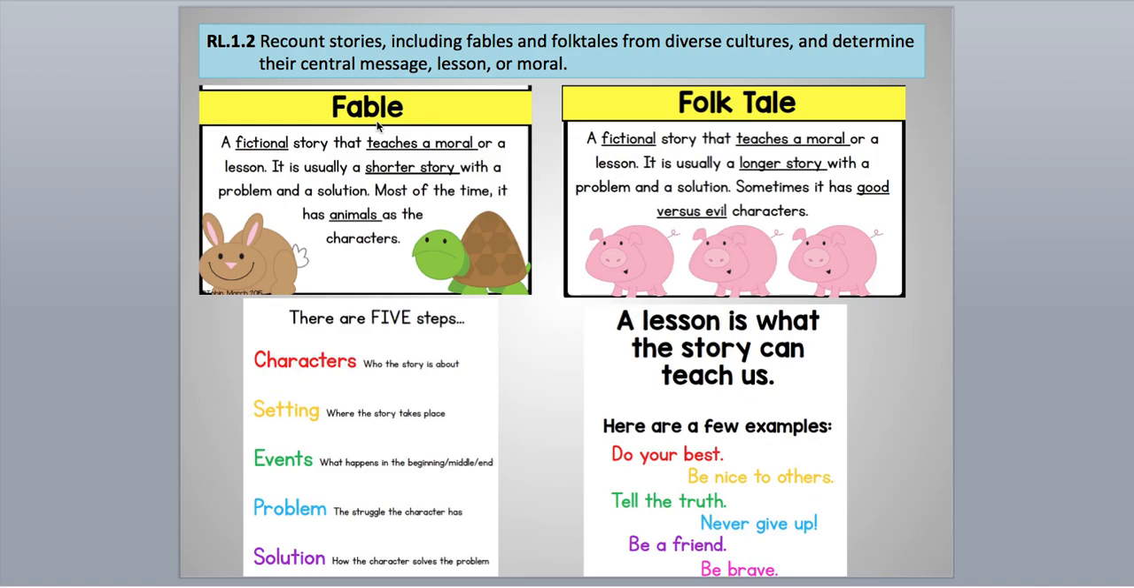So a fable is a fictional story that teaches a moral or a lesson. It is usually a shorter story with a problem and a solution. Most of the time it has animals as the characters. A folk tale is also a fictional story that teaches a moral or a lesson. It is usually a longer story with a problem and a solution. Sometimes it has good versus evil characters.